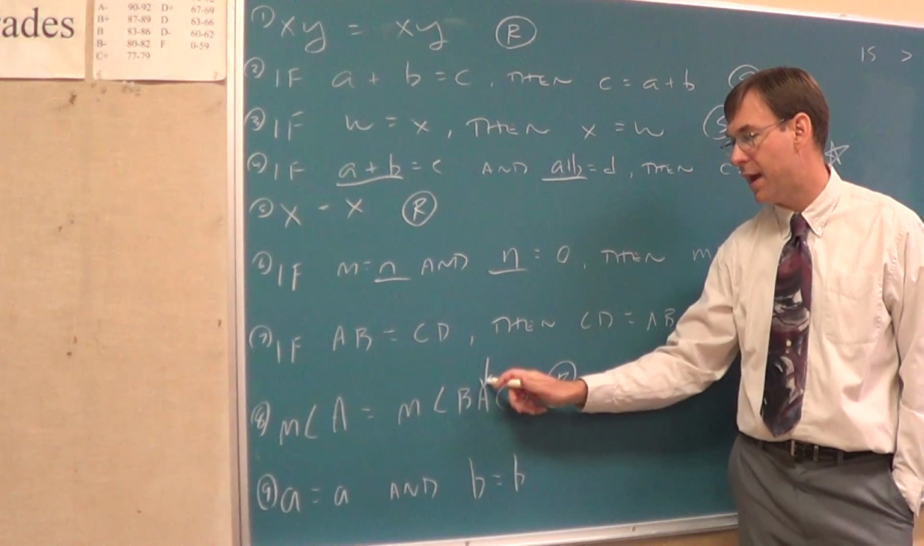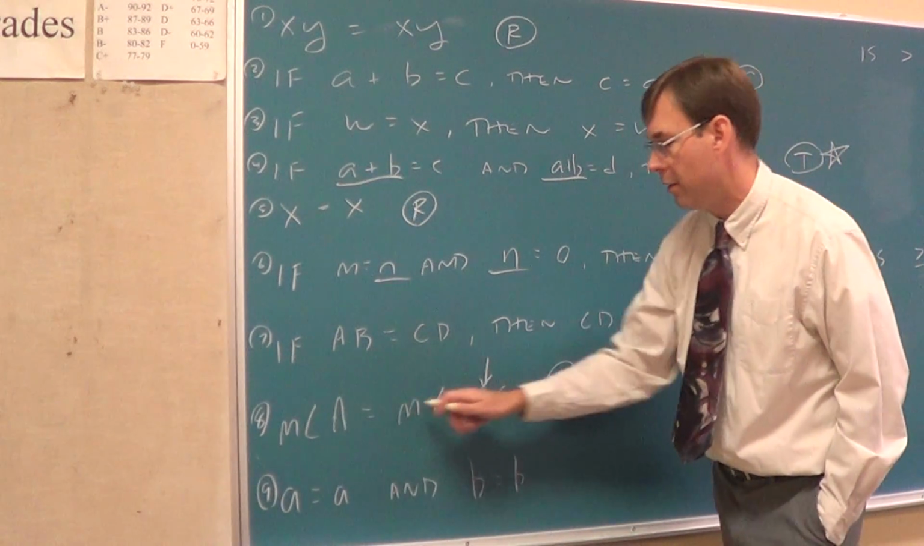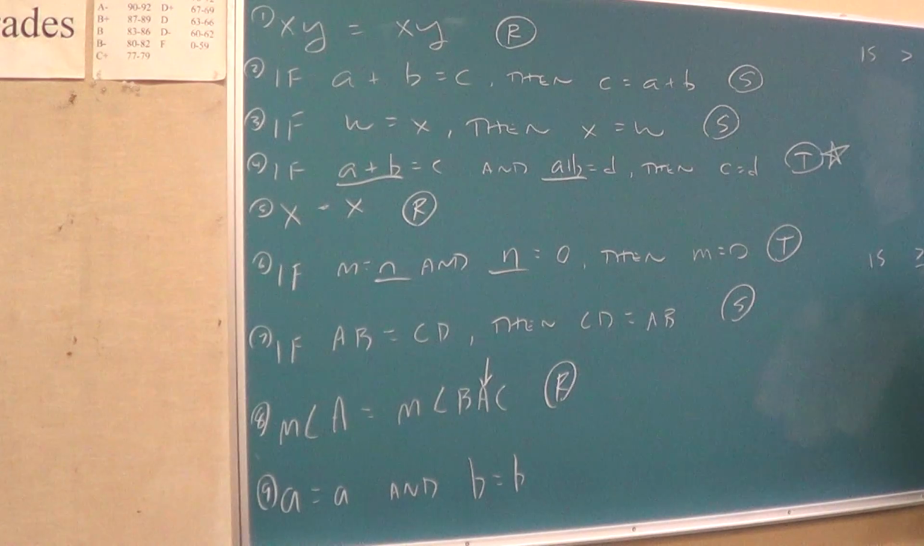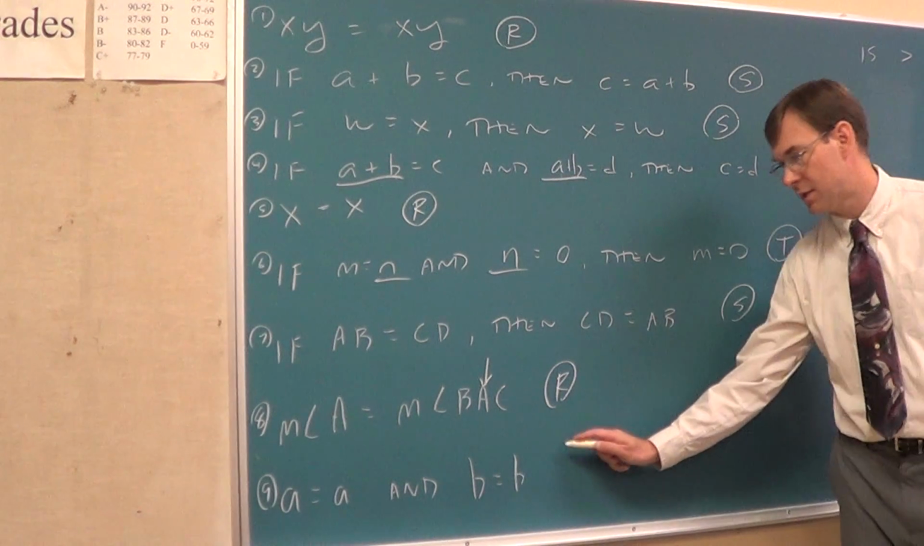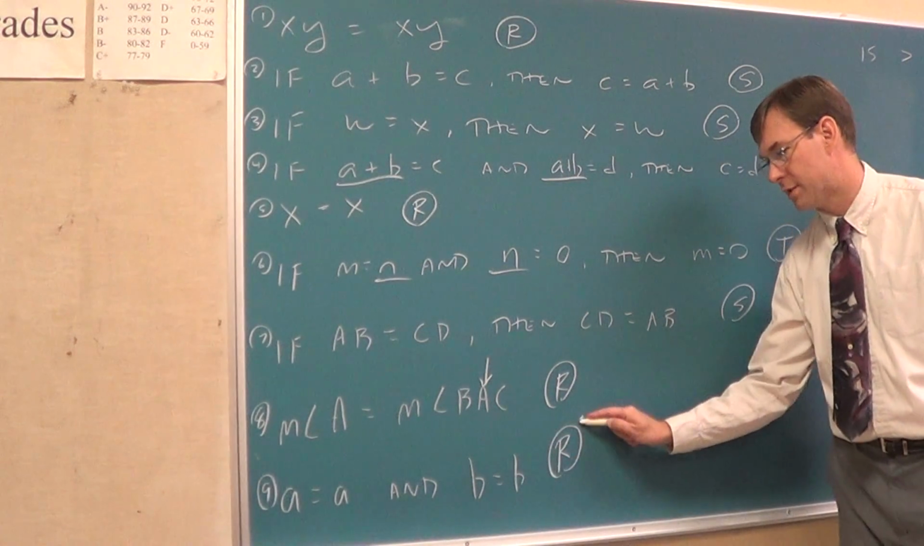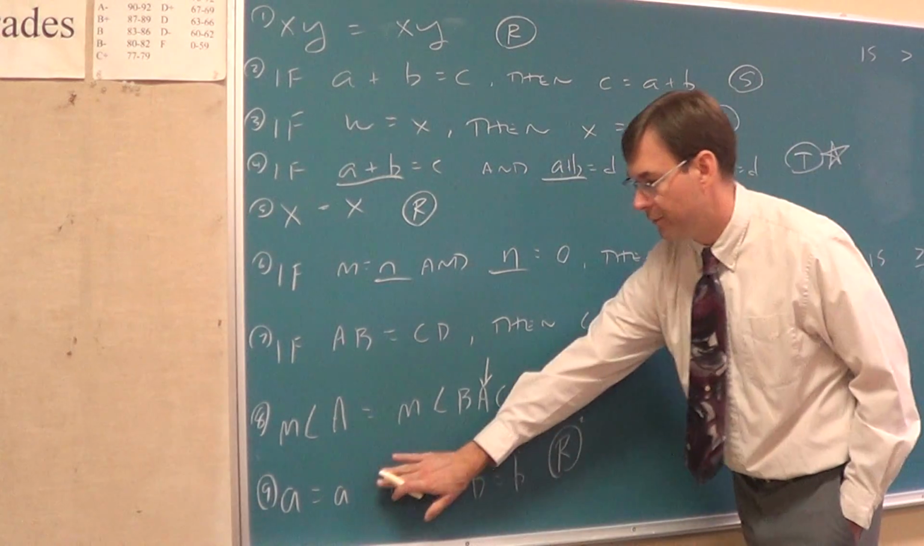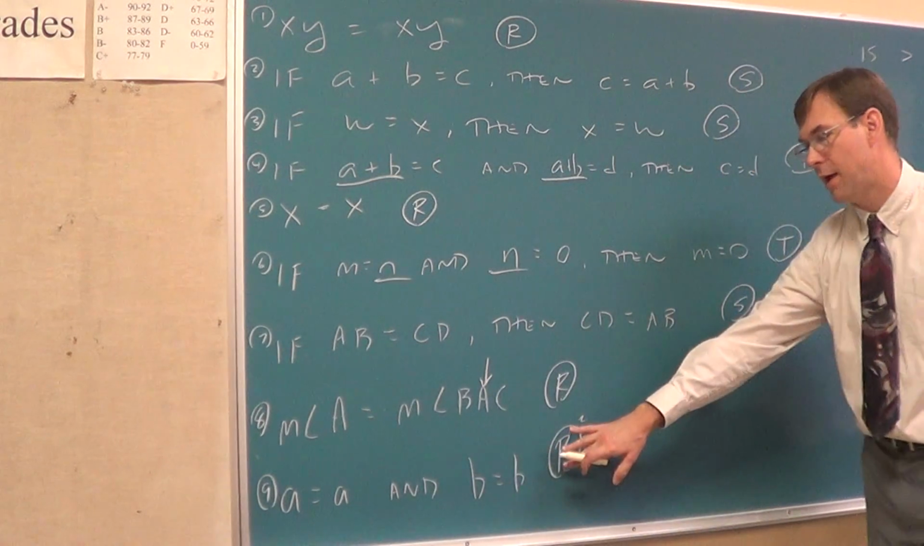When we have a 3-letter name, we can just focus on the middle letter. Those are really the same thing. What's 9? It is reflexive, twice. That's reflexive, and then I did another reflexive.